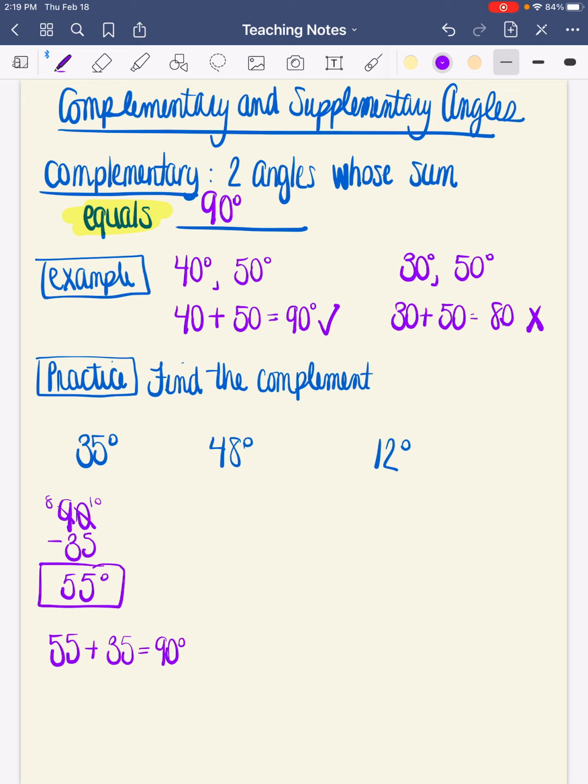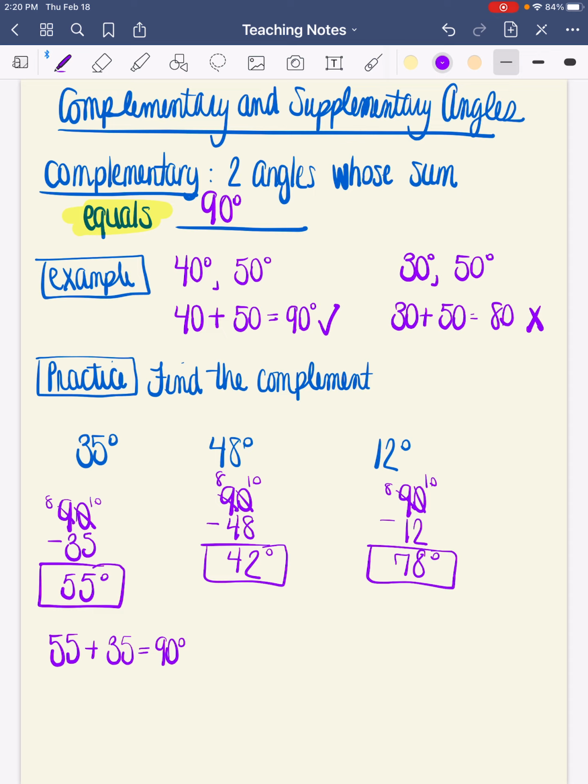We can do the same thing here. If you want to pause and try those, you can. So that would be 90 degrees is what I need to end with. I'm currently at 48, so I'm going to subtract, and that is going to give me 42 degrees. Last one here, if I'm starting at 90, I need to get rid of this 12 to figure out what my complement is. That's going to give me 78 degrees.